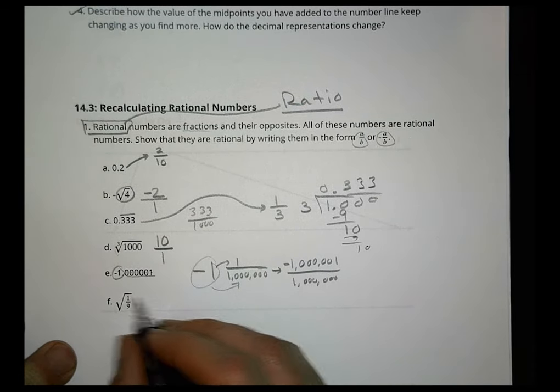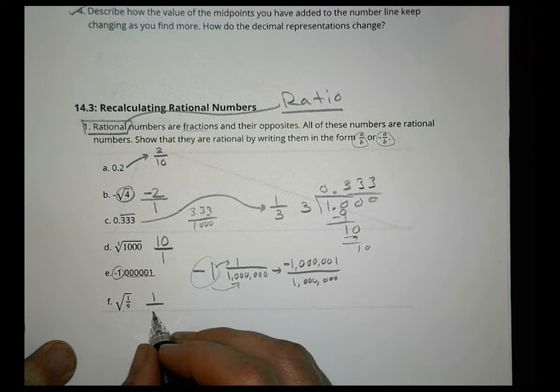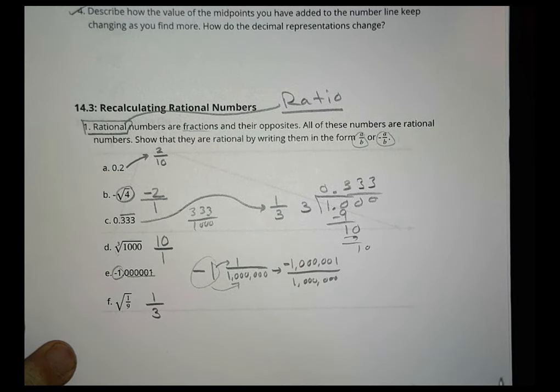And the last one, the square root of 1 is 1, the square root of 9 is 3. And that's all there is to that one, okay? And that's it. So we rewrote each of those rational numbers in a different way.